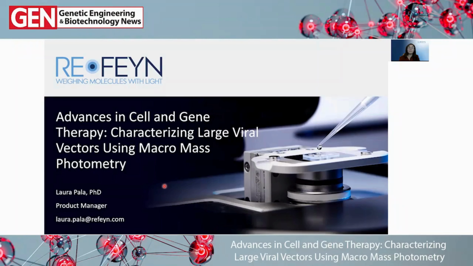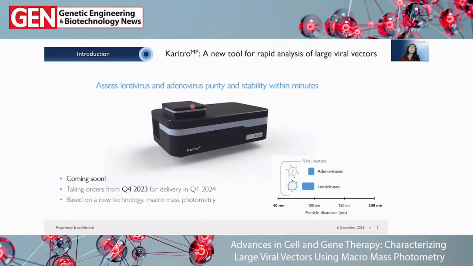I am really excited to be here today to announce the market launch of our new instrument for characterizing large viral vectors using macromass photometry. This is called the KaritroMP, and it is a new benchtop instrument that allows for rapid characterization of large viral vectors and can specifically assess lentivirus and adenovirus purity and stability within minutes. We are really excited to announce that it will come to market really soon, specifically in Q1 2024.